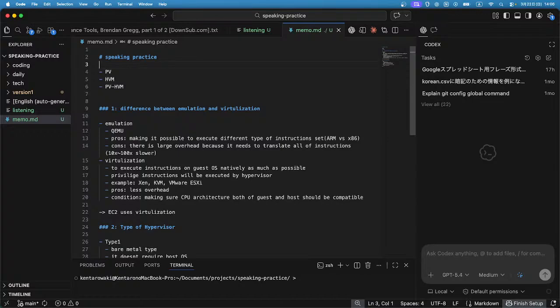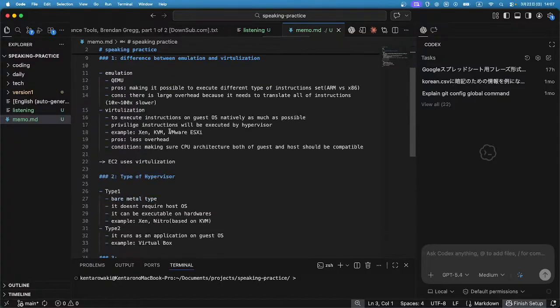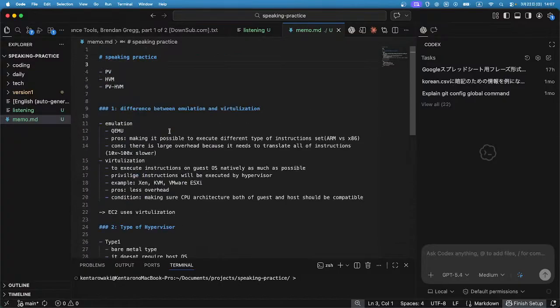To run guest OS. And the main goal is to understand three types of virtualization: PV, HVM, and PV-HVM. But I don't know what they are, so I'll start with one by one, and the first topic is the difference between emulation and virtualization. I was talking about this while writing down these memos.